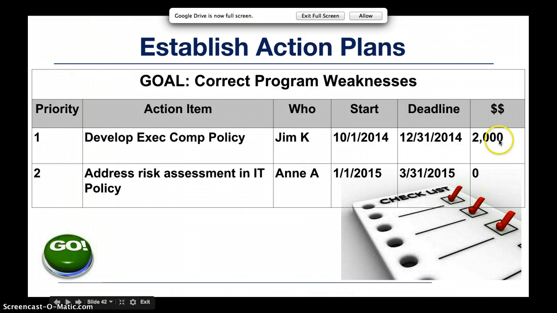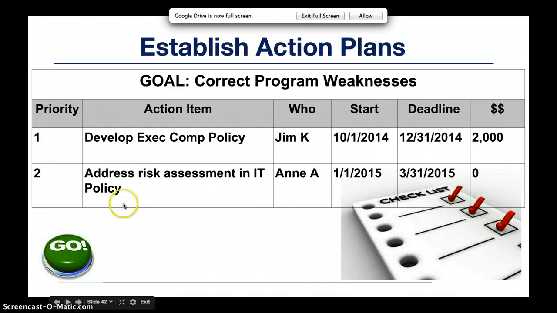In this case, there's $2,000 to develop the executive compensation policy. Jim leads that area in operations and HR. He's never developed a comp policy, so he's going to need some help. So that's about $2,000. The next item is a lower priority.